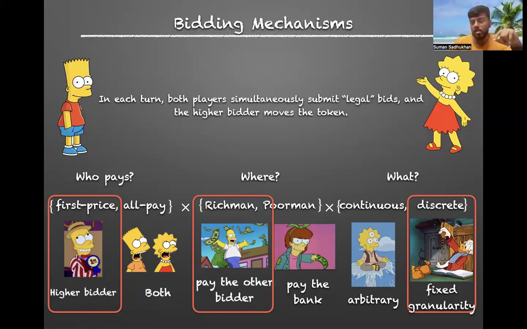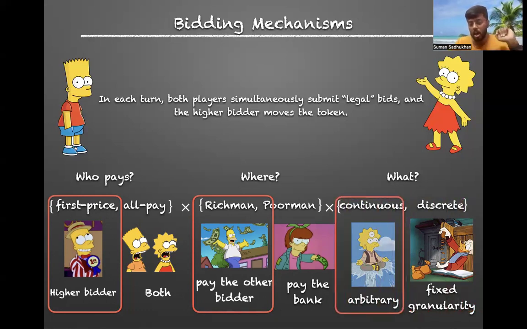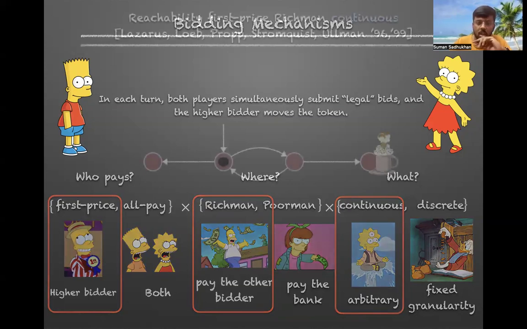As I said, this talk has two parts, theory and practice. In the theory part, I will talk about the theory of discrete first-price Richman bidding games, and then I'll propose a somewhat practical application of first-price Richman continuous bidding games. But in the introductory part, I'll just briefly show you how bidding games work generally, and then I'll move into each part individually.